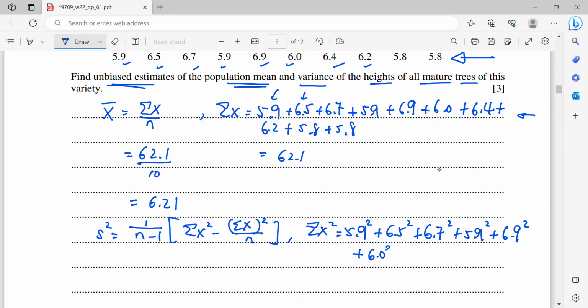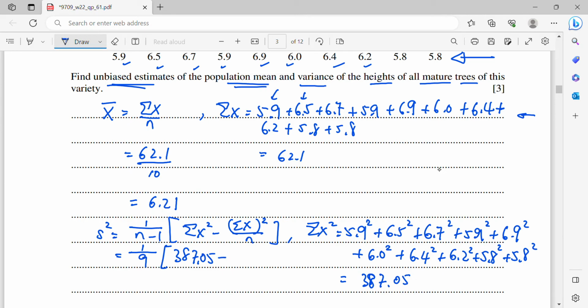Plus 6.0 squared plus 6.4 squared plus 6.2 squared plus 5.8 squared plus another 5.8 squared. So from here, summation x squared is basically 387.05. Now substitute into the formula. 1 over n minus 1 becomes 1 over 9. Summation x squared is 387.05 minus the square of the summation x. Summation x is 62.1, then you square it over 10 because n is 10.